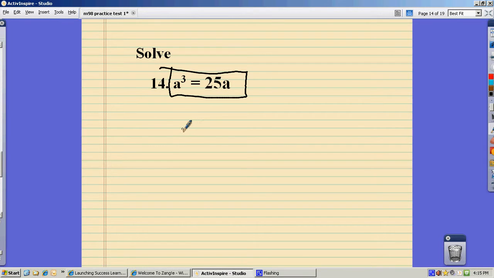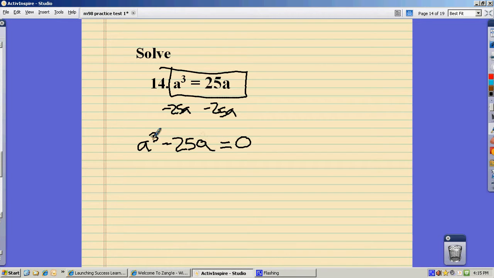equals 25a. And what I'm going to do is subtract 25a from both sides. First, I'm going to try and get this thing equal to 0, factor it, and then see if I can't use the zero product property to find all of my solutions. So I subtracted 25a from both sides.